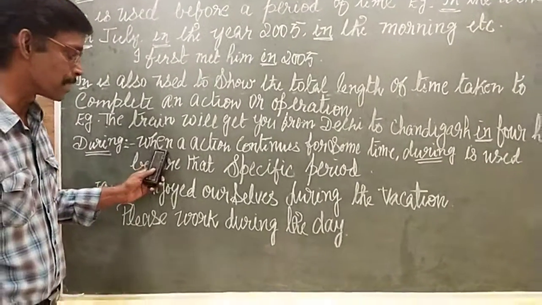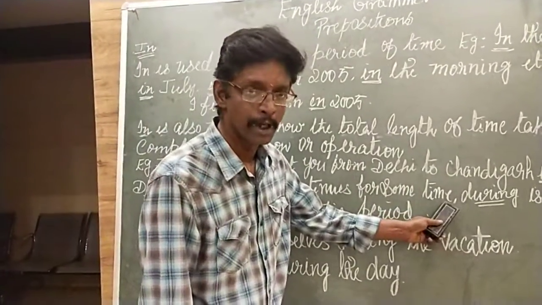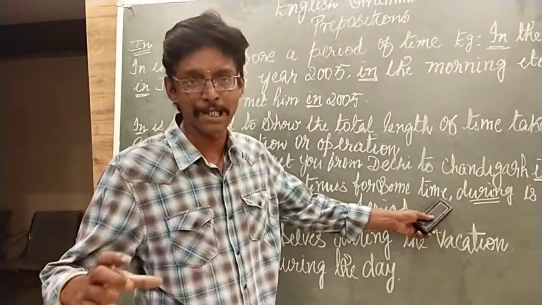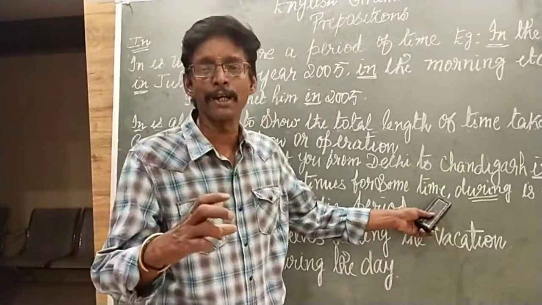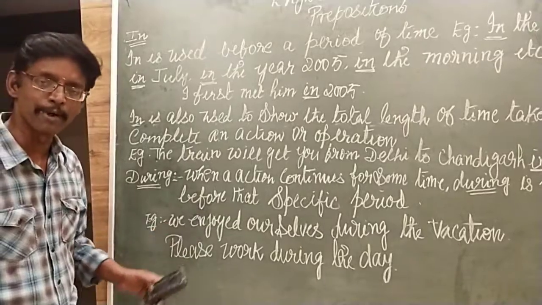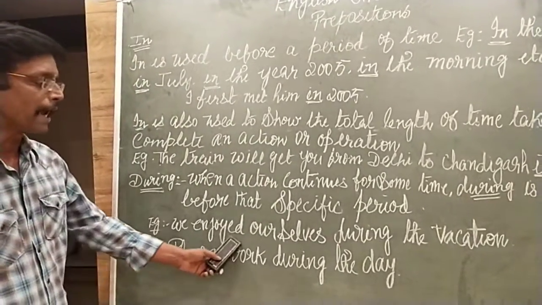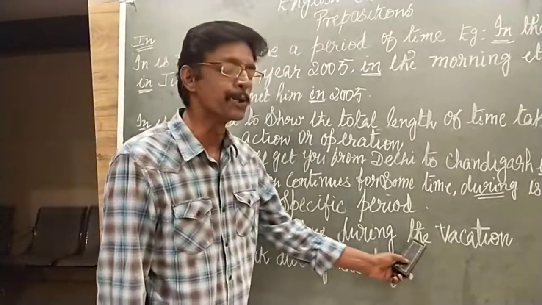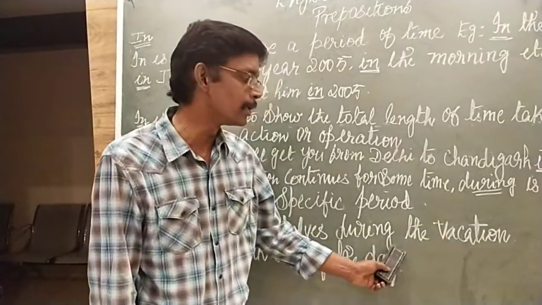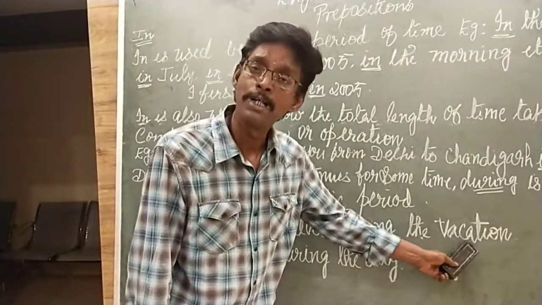For example, as I told you, when an action continues for some time, when the action is extending for some time, during is used. At that time we use the preposition during. For example, we enjoyed ourselves during the vacation. Here during is used because the vacation is a long period of time.